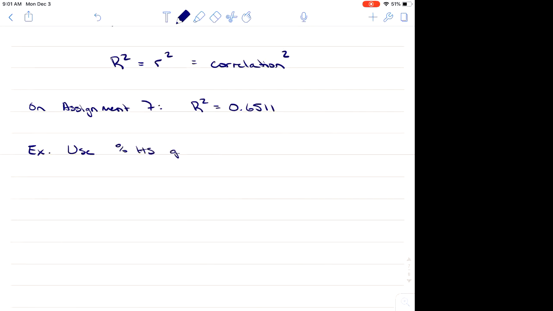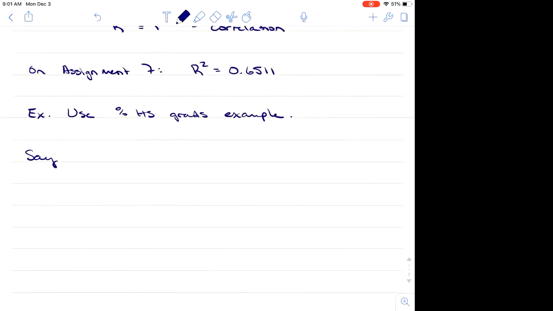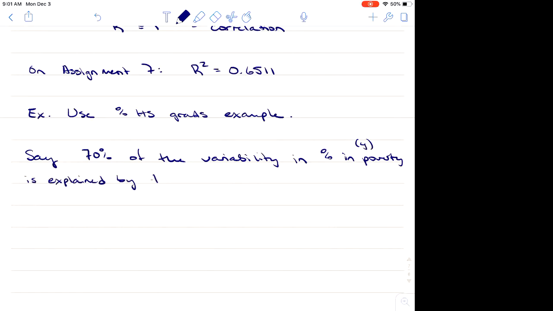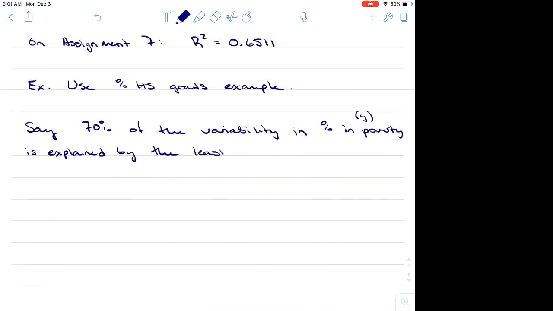Use the percentage of high school grads example. Say 70% of the variability in percentage in poverty, that's your Y, is explained by the least squares regression line on percentage of high school grads. Percentage of high school grads, that's your X.